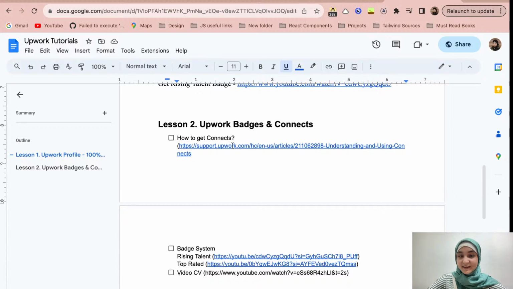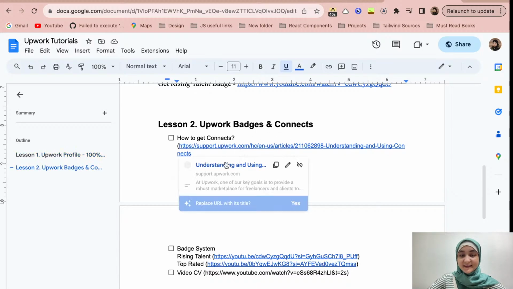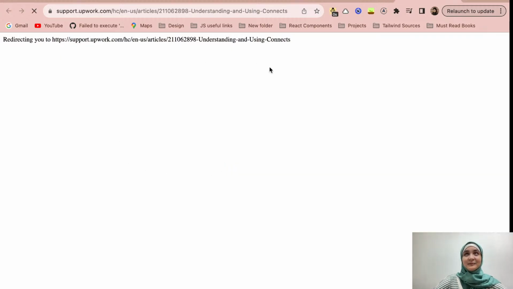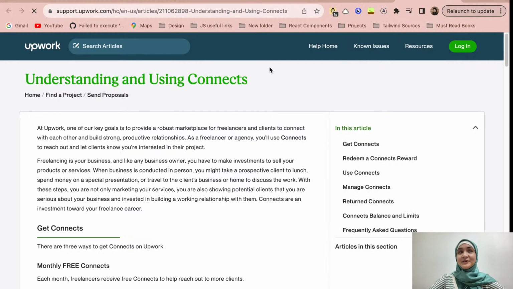Upwork connects. Basically, connects are like money on Upwork, and every time you are looking for a job or submitting a proposal, you have to give some connects. This system is good because there are millions of freelancers on Upwork right now, and if everybody could submit an unlimited number of job proposals, that would be very problematic.